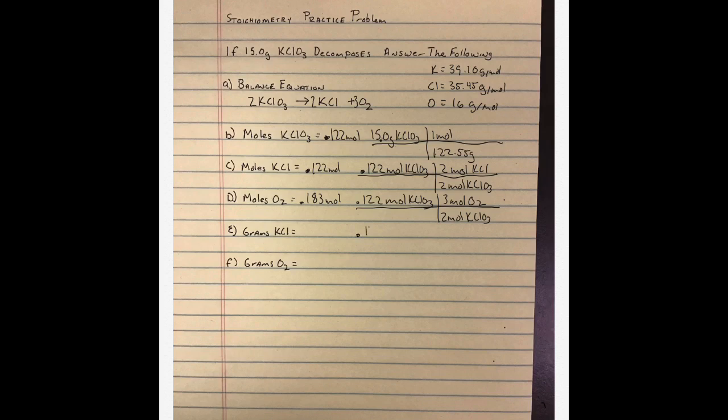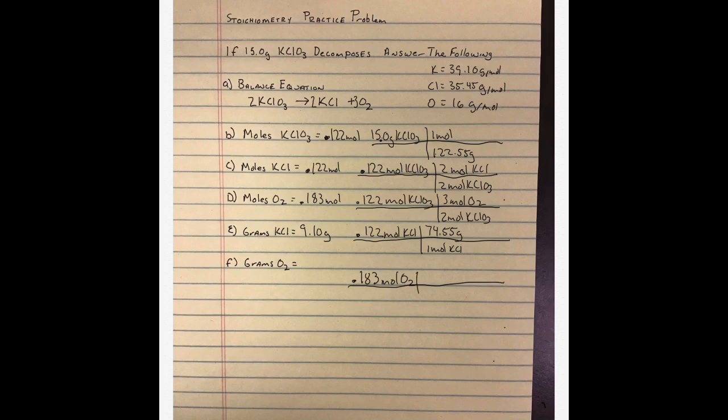And then to convert to grams of KCl, we take the moles of KCl, the 0.122, and we're going to multiply by the molar mass of KCl, which is 74.55. And that's found by taking the 39.1 and adding it to 35.45. And our answer for this at 0.122 times 74.55 is 9.10 grams.